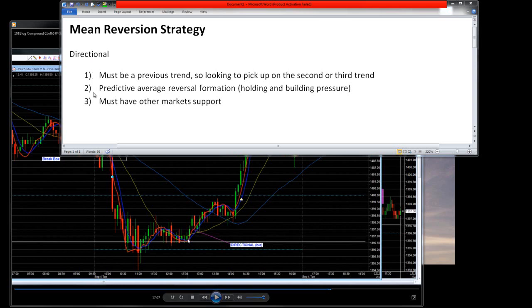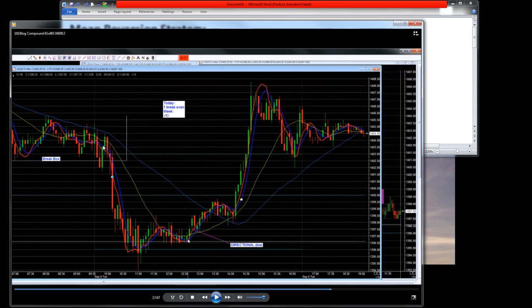So the first thing is, it must have a previous trend. What I'm really looking for is to pick up on the second or the third trend of the day. I'm not looking for this particular setup at the lows or highs of, say, the first trend or anything like that. There must be a previous trend. So you can see in this example, there's a setup over here. There's a trend.